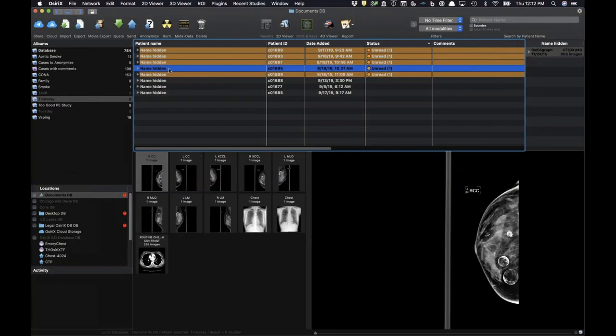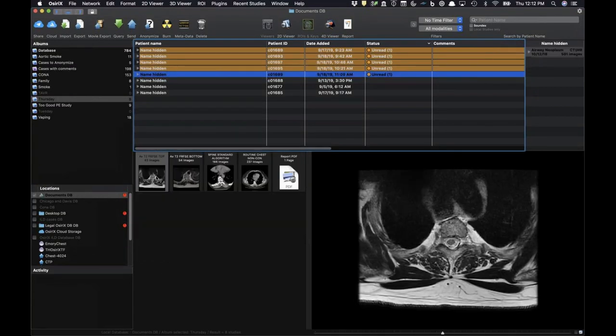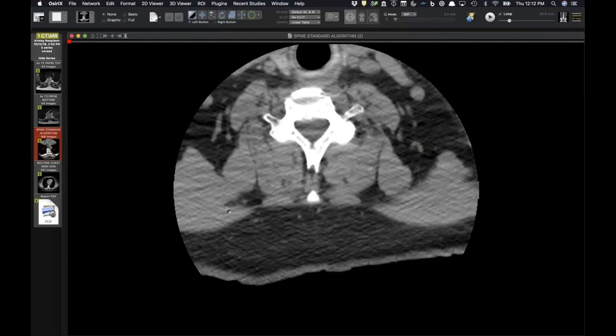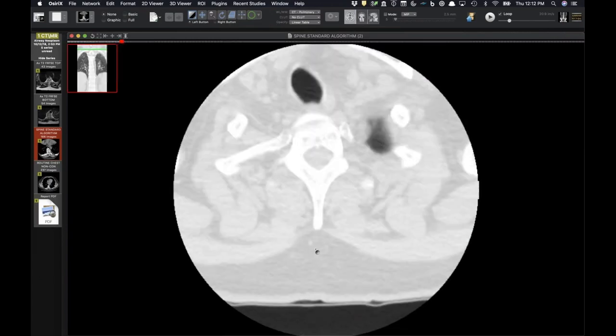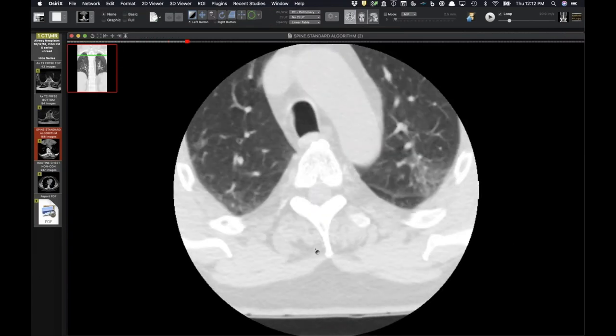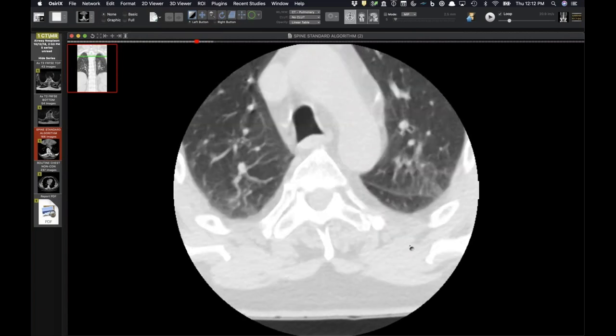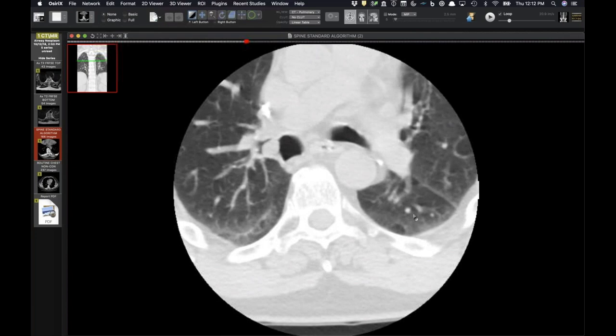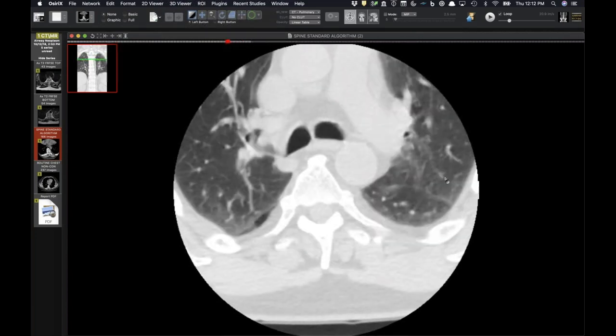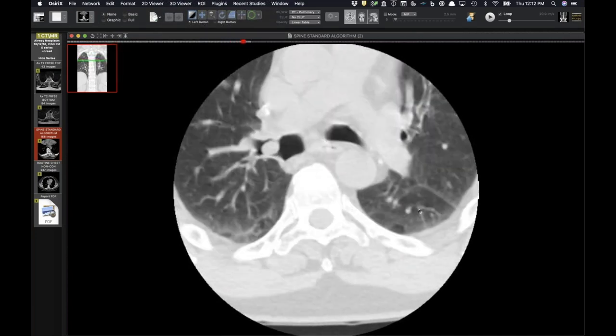This next one's kind of a fun one. It falls into my category of better to be lucky than good cases. One of the MSK fellows called me to ask what I thought about the lungs on this spine CT and if I thought there was fibrosis. I'm scrolling through looking at this, and then of course that big thing jumped out.